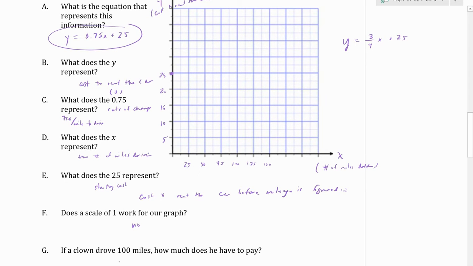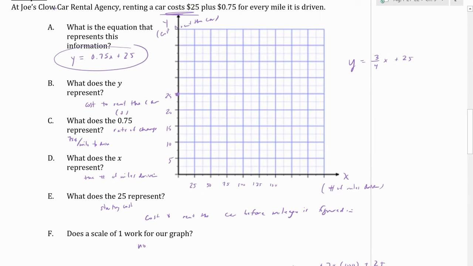If a clown drove 100 miles, how much does it cost? So what's the cost if it's 100 miles? So let's go 0.75 times 100 plus that extra 25. So there's $75 plus 25. It's going to cost you $100. So 100 miles cost $100. Ooh, I don't even like, because I can't fit that on there either.